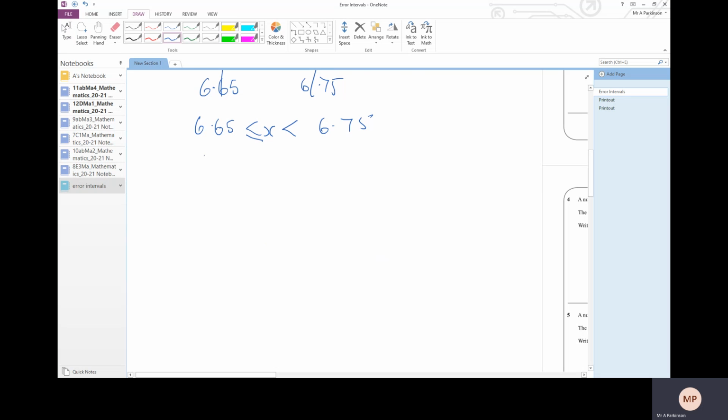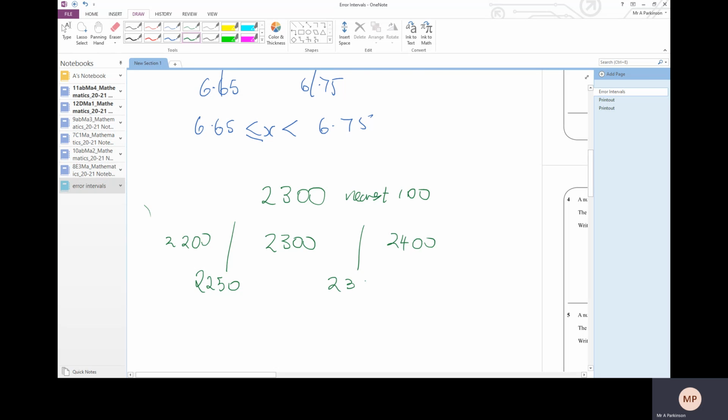If you've got more things, let's think about other ways of doing it. If we've got another number, let's say 2,300, and that's been rounded to the nearest 100. What we then do is go up and down by 100, exactly the same way, because it says to the nearest 100. We go up and down 100 and find the middle value. And the middle value between 2,200 and 2,300 is 2,250. And the middle value between 2,300 and 2,400 is 2,350.